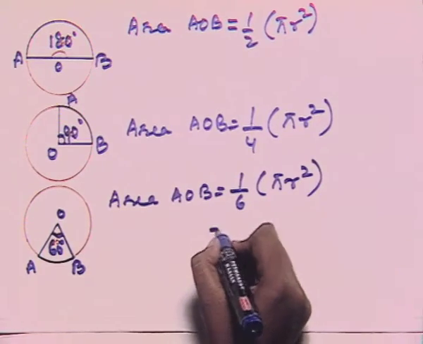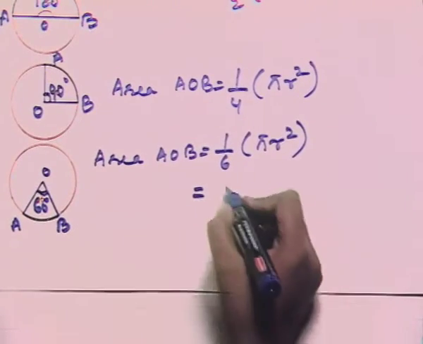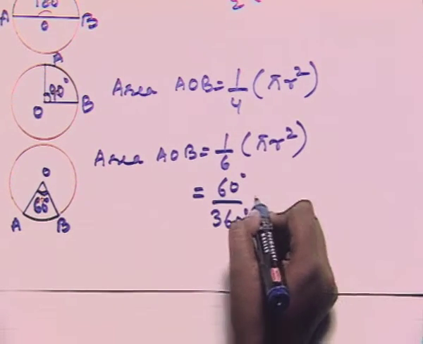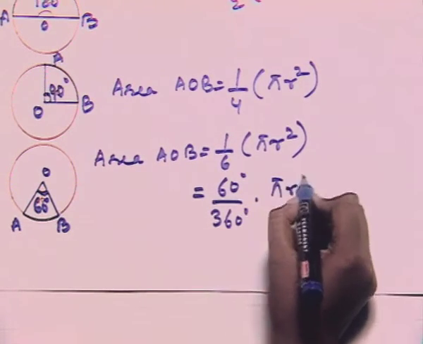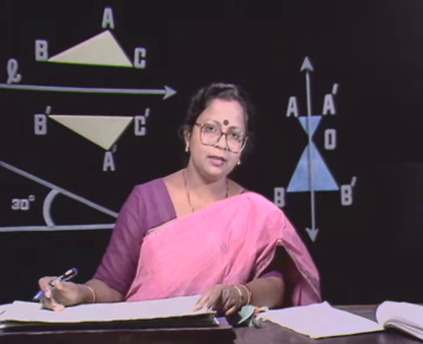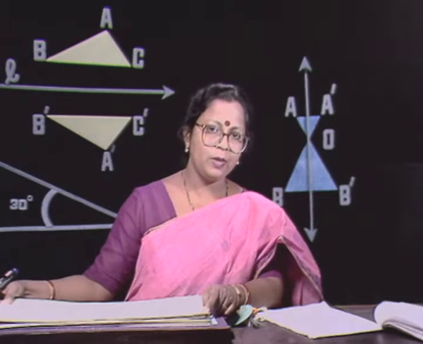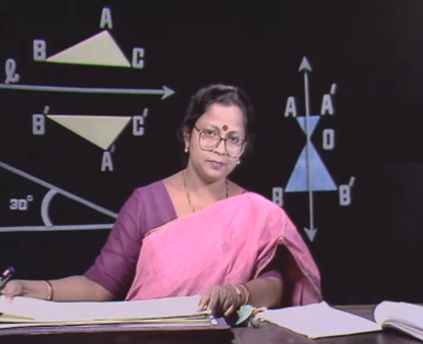Otherwise, we can write it as 60 degree upon 360 degree into pi r square. In general, if a sector is making an angle of theta at the center of a circle, then the area of that sector will be pi r square theta upon 360 degree. Let us again see how we can use this result.